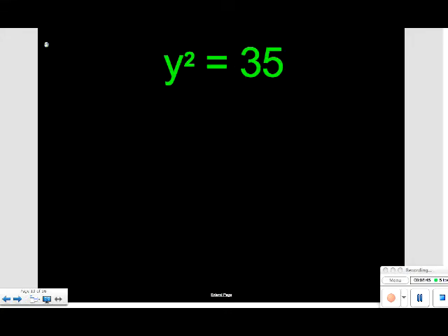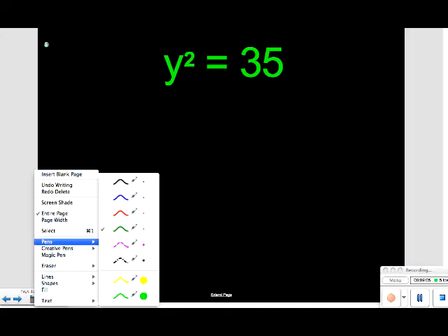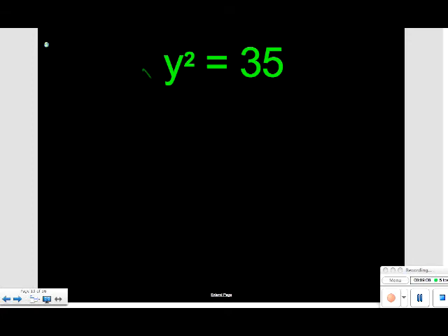y squared equals 35. Okay, again, I need to undo that square. And the way you undo something that you square is to take the square root of it. It's actually the inverse operation to squaring something. It's going backwards. Whatever I do to one side of my equation, I have to do to the other side of my equation. Take the square root of y squared, I get just y. It's the whole reason why I did it.